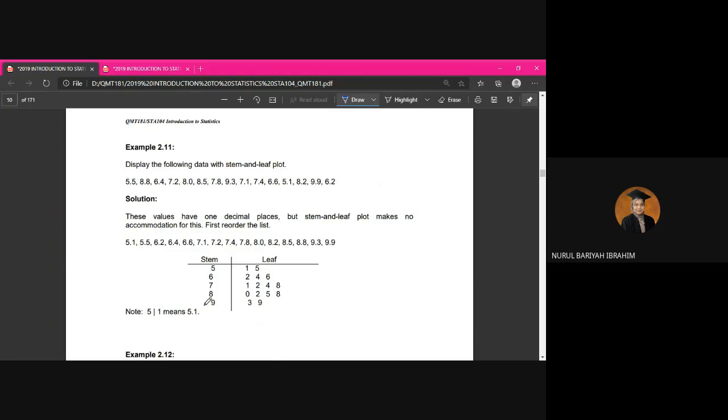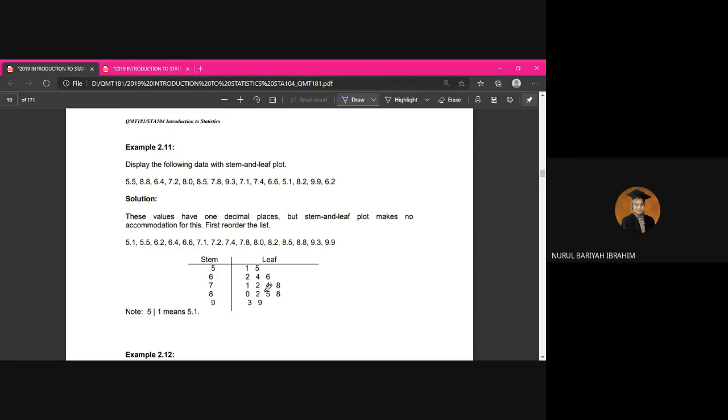Okay, and then dekat sini sebab tu I kata the notes is very important. So from here we can note that 5 / 1 means 5.1. And then from here we can list down all the numbers ataupun all the data from this stem and leaf. If all this data is not given, we only have the stem and leaf, we can list down all the observations that we have from the data.